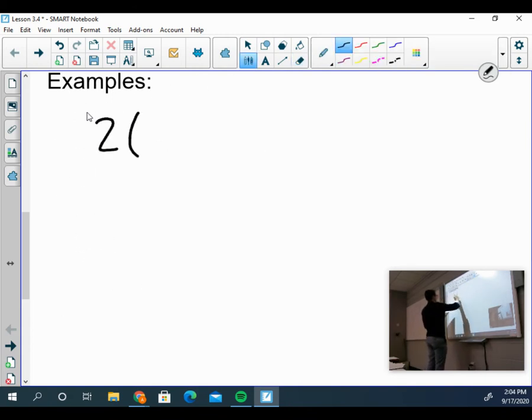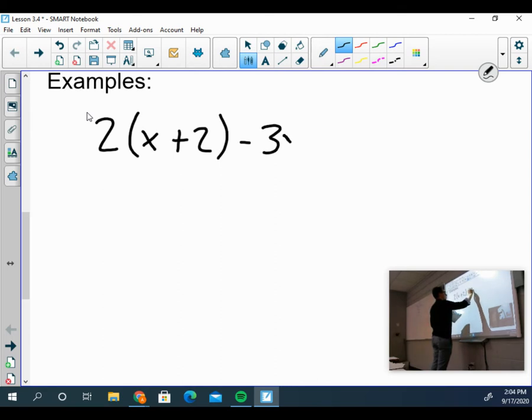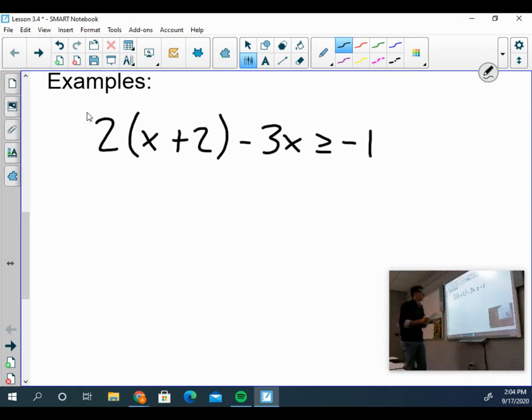2 times x plus 2 minus 3x is greater than or equal to negative 1. Well, now we're getting a little more complicated here. A little bit different, stuff's new. Okay, so before we can isolate the variable, we need to combine our like terms and do some distributing.